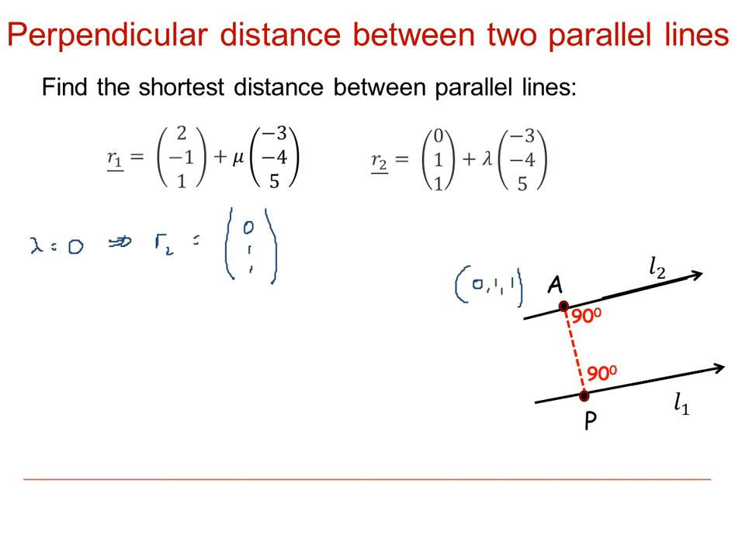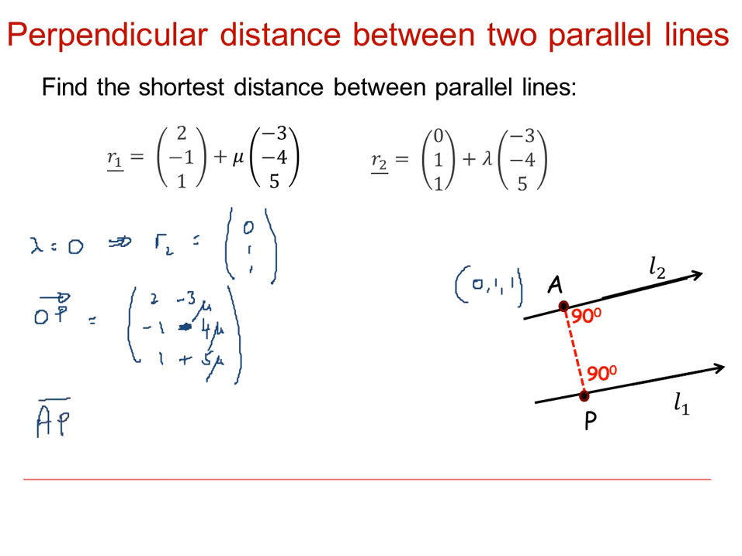Right, once we've got our point A, then we can work out the position vector of P, OP, by using the R1 equation. So that's just (2 minus 3 mu, minus 1 minus 4 mu, 1 plus 5 mu). The position vector of A is (0, 1, 1), so we can use that to get the vector for AP.